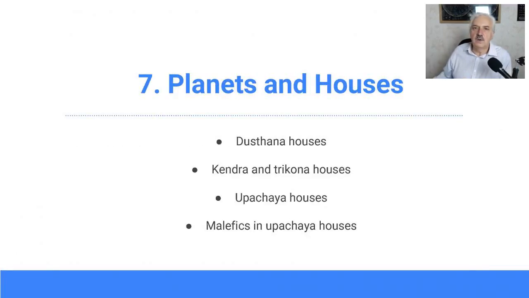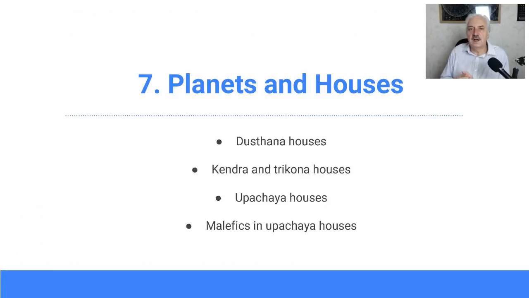Planets and houses. Here we are going to dive into a little bit of Sanskrit, like Dusthana houses, Kendra. Dusthana houses are basically the 6th, the 8th, and the 12th, the most difficult houses of the chart. Kendra houses are angular houses, the 1st, the 4th, the 7th, and the 10th. And Trikona houses are the trigon, the 1st, the 5th, and the 9th. It's just easy to call them with one word rather than keep repeating the first, the fourth, and so on.